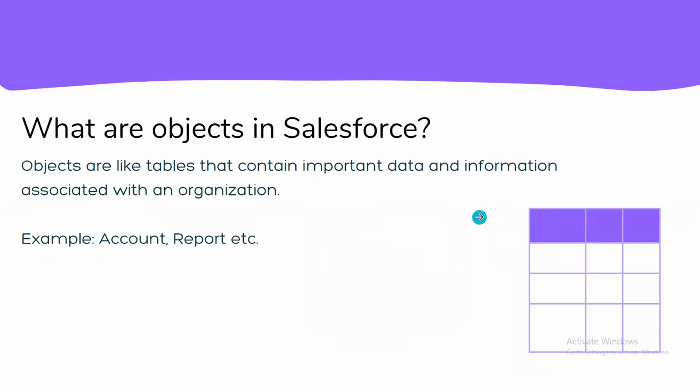What are objects in Salesforce? Objects are like tables that contain important data and information associated with an organization, right? For example, we can take account, report, or contact, etc. I hope you have seen tables, or you can take the example of a spreadsheet. Objects are like spreadsheets. You can see data of a particular kind in an object, like account: name of the account, ID, number, contacts related to it, phone number, etc.